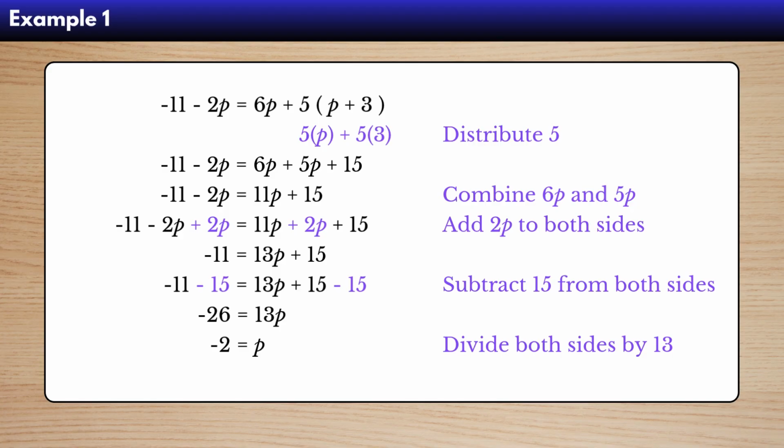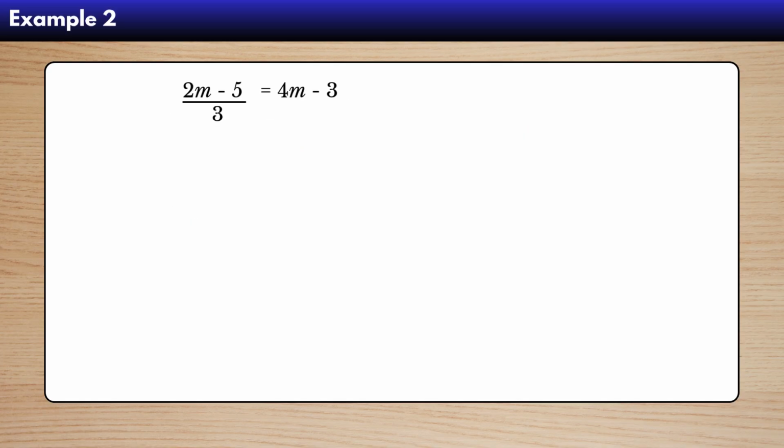Okay, let's look at another example. Consider the equation 2m minus 5 all divided by 3 is equal to 4m minus 3. We really should do something about the denominator 3 on the left side of the equation. To do this, we will multiply both sides by 3.